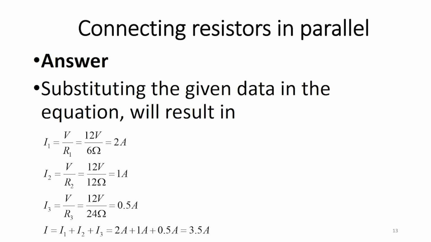We know that the total current in the circuit is the sum of the individual currents, and so I equals I1 plus I2 plus I3, and in this case it equals 2 amps plus 1 amp plus half an amp, and in total it equals 3.5 amperes.